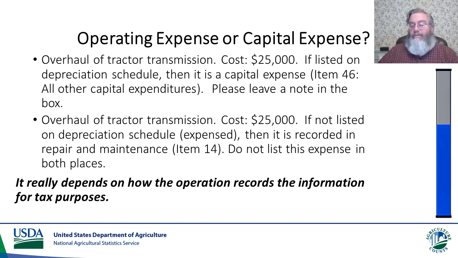Here's a case where we may have to probe carefully to determine where the expense should be recorded. Suppose an operator spends $25,000 to overhaul the transmission of a tractor. If the expense was listed on a depreciation schedule, then we can count it as a capital expense, and we would record it in item 46, all other capital expenditures. However, if the cost was not listed on the depreciation schedule or it was expensed, then it should be recorded in the repair and maintenance of machinery and farm equipment question, which is question 14.